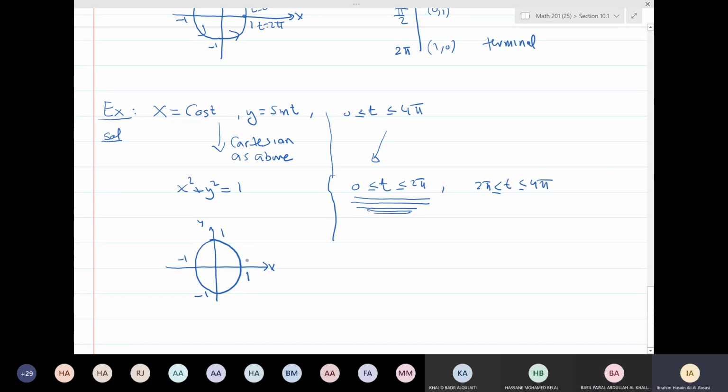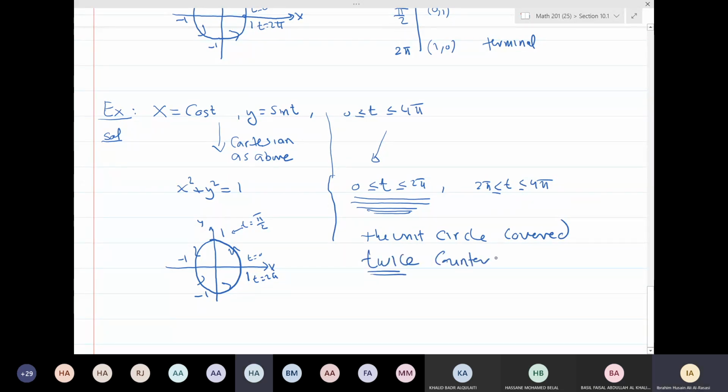Here t equals 0, t equals pi over 2, and this is t equals 2 pi. You go up in this direction. When you go from 0 to 2 pi, you go one full cycle counterclockwise. You continue from 2 pi to 4 pi. What will happen? You go over again. You cover the same unit circle twice.